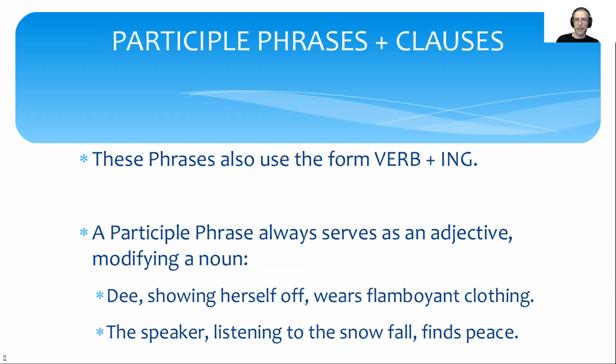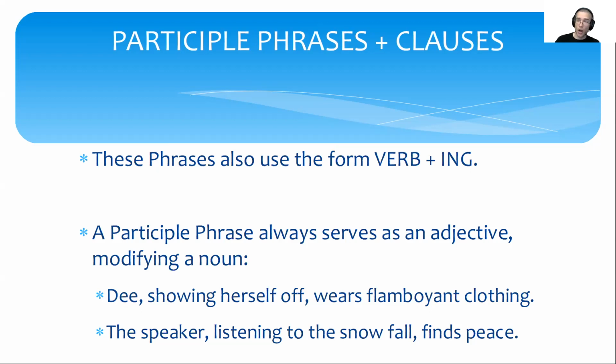The participle phrase is formed the same way. So you take the verb form and add ing to it. But the participle phrase, unlike the gerund phrase, always serves as an adjective rather than as a noun. It modifies the noun. So just as I could say the beautiful Dee, right? Dee is the name of a person, or the beautiful woman, or the handsome man. Those words act as adjectives, right? They're describing the noun. Here, the participle phrase acts in the same way.